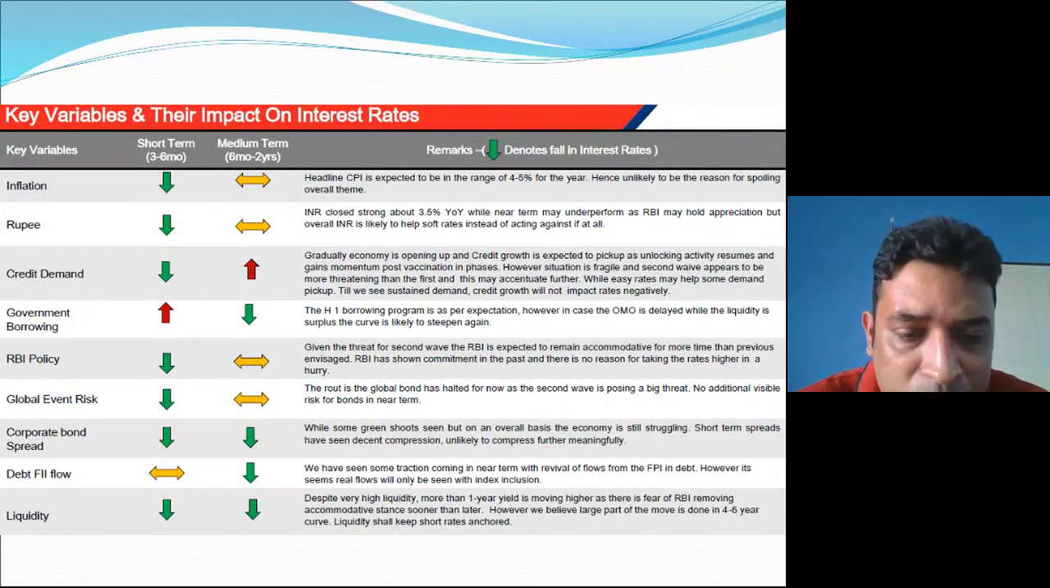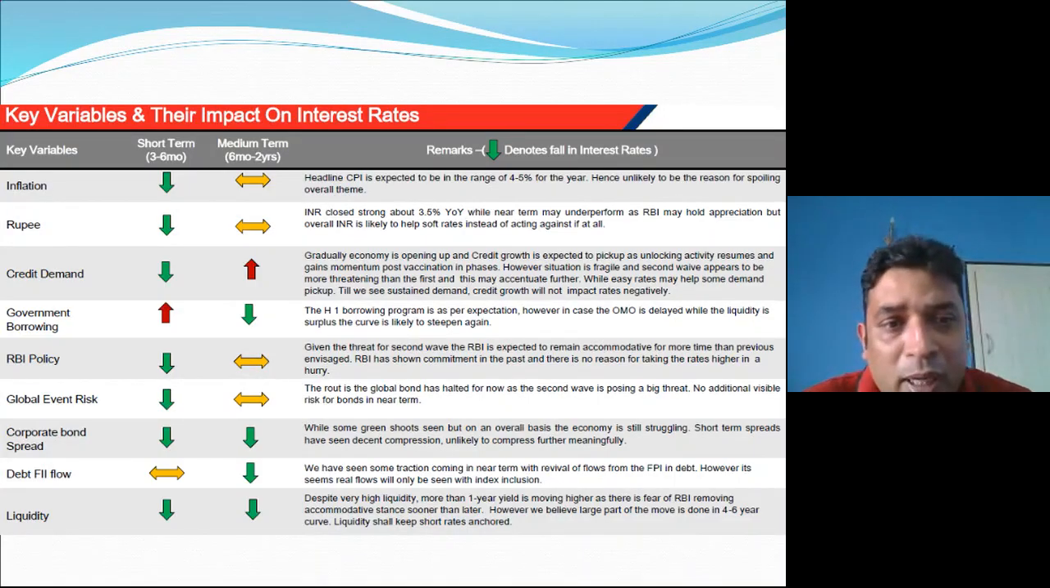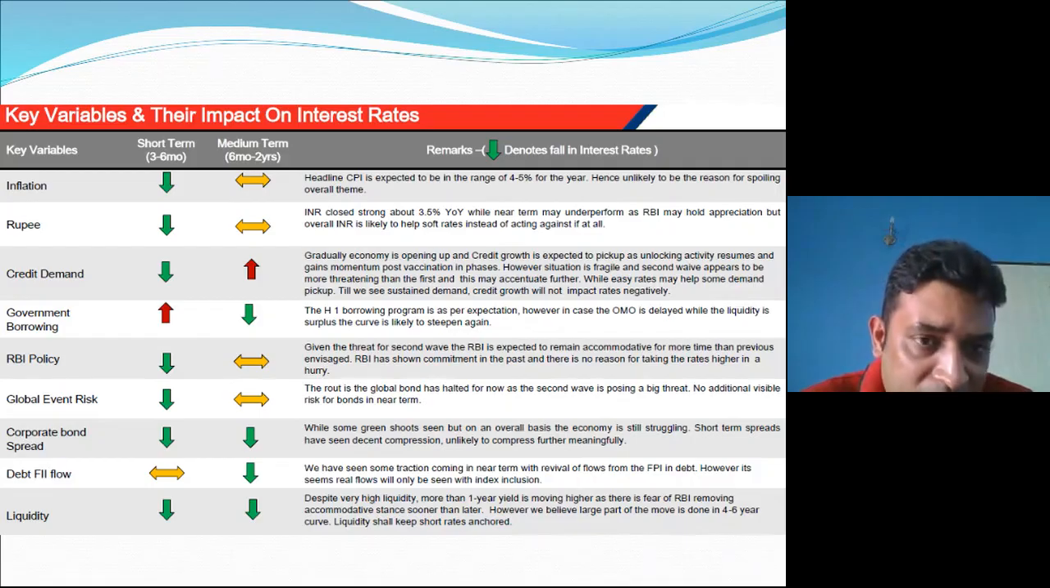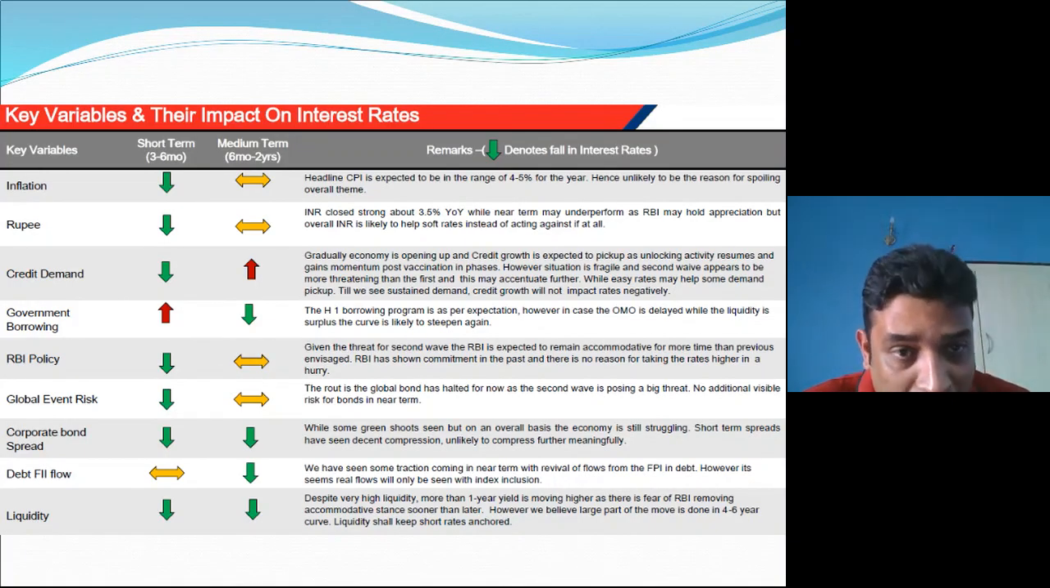Last couple of slides. Key variable, inflation. Well, in the short term you will see a fluctuation in inflation, but in the long term it will remain moderate. Rupee will also remain moderate. Credit growth demand will increase in the medium term. Government borrowing in the short term has increased because of the COVID situation and all this, but in the long and medium term it will go down. RBI policy and global risk events will remain neutral. Corporate bond spread is going to be down in the medium term.